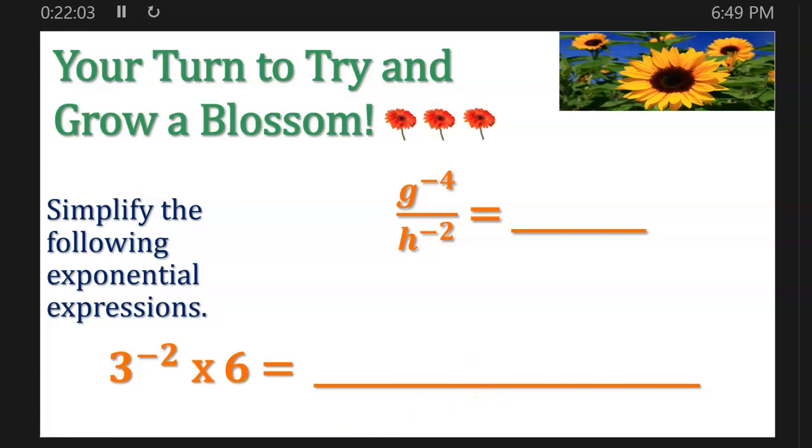Okay, let's do a third math blossom. Simplify the following exponential expressions. And so let's go ahead and try to do that. Pause the video, and I will count to 3. 1, 2, 3.